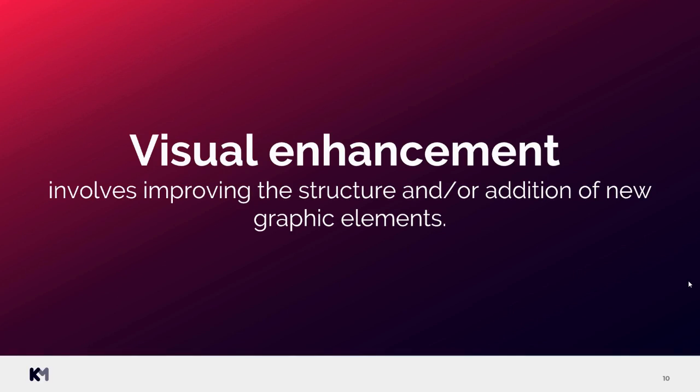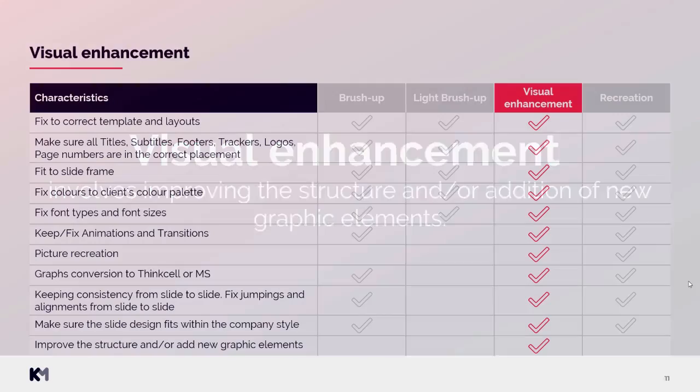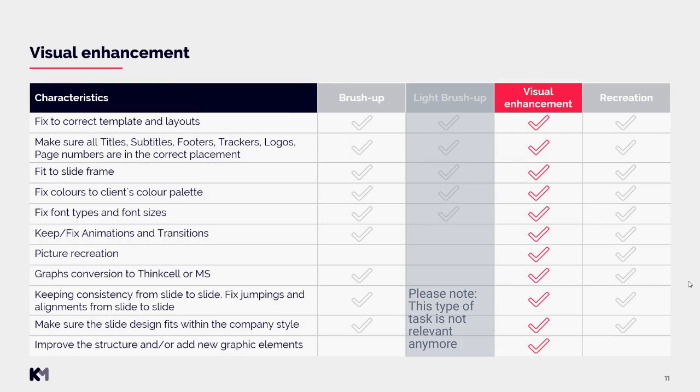Visual enhancement. Visual enhancement involves improving the structure and/or addition of new graphic elements. As you can see here, visual enhancement includes all the steps of brush up, but on top of that, we recreate the pictures unless the description says something else, and of course we improve the structure and/or add new graphic elements to improve the slide.